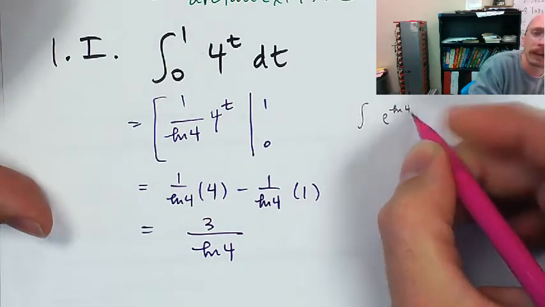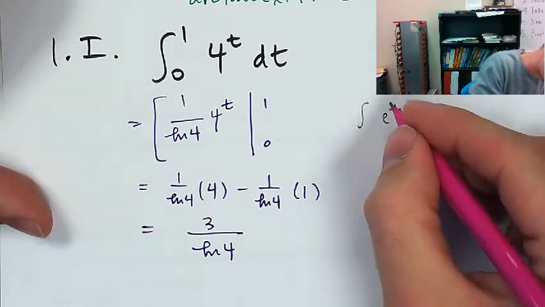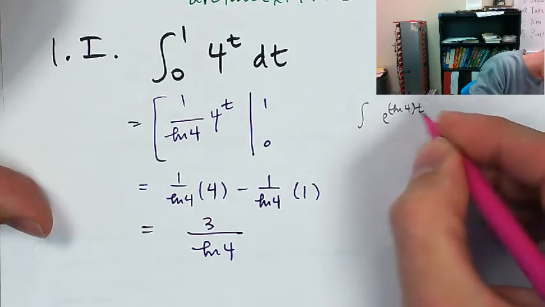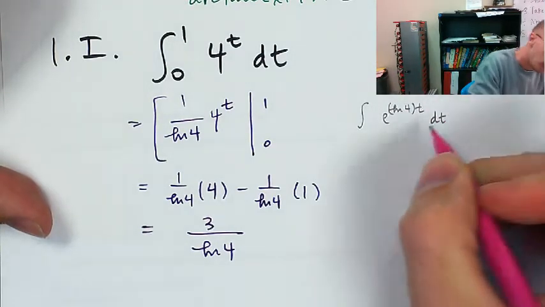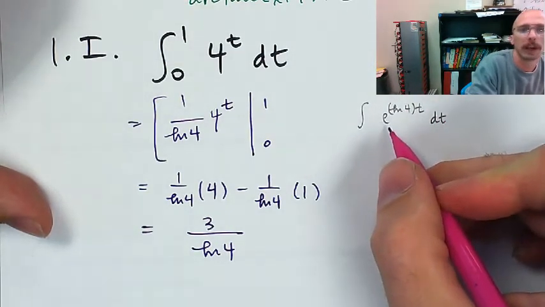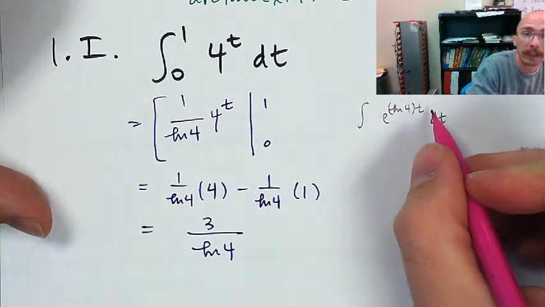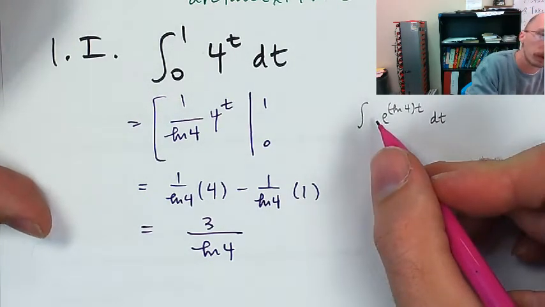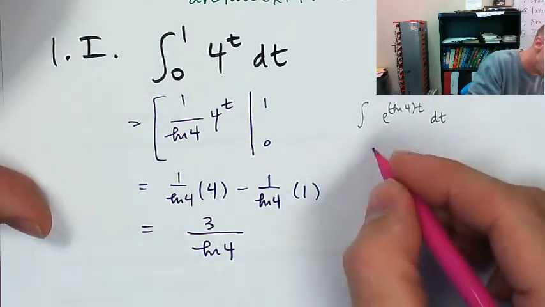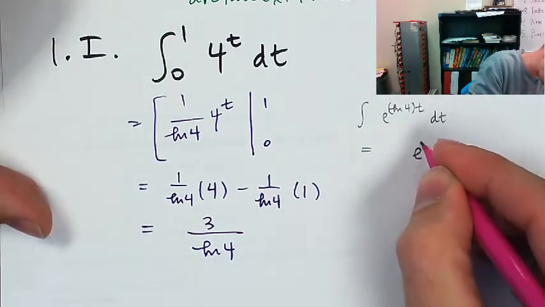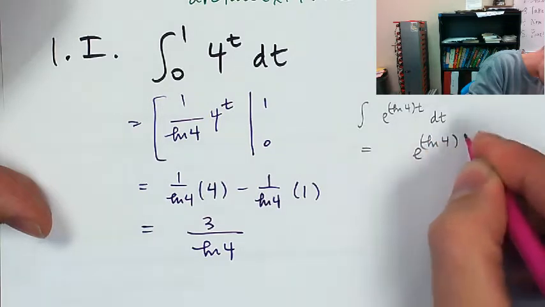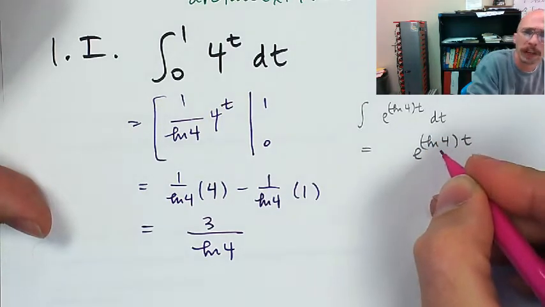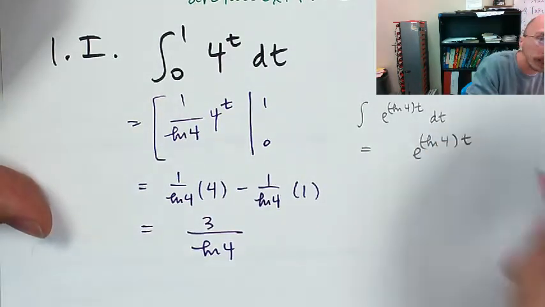And if I'm taking that 4 to the t, well, that's like multiplying the exponents. Okay? And if I was taking the antiderivative of e to the 3t, I know that would be e to the 3t divided by 3 to prepare for the chain rule. So I know that this is e to the log 4 times t, because log 4 is just a number, right? It's just a slope against t.